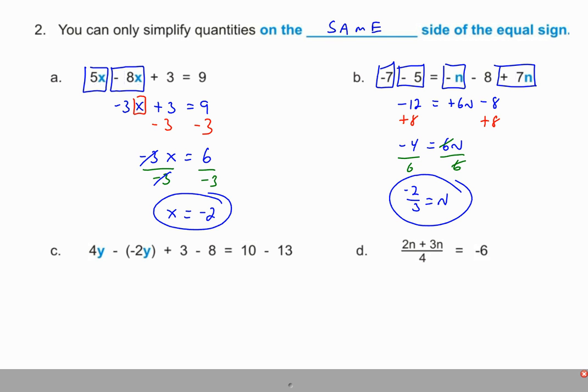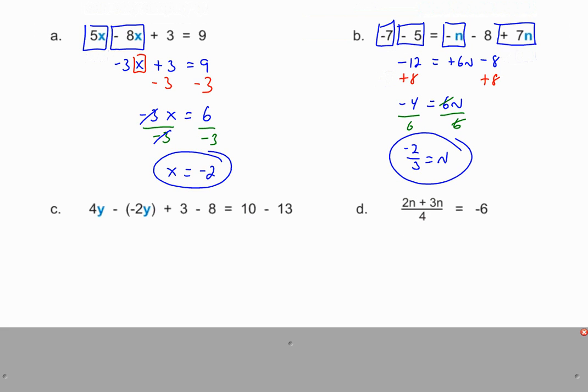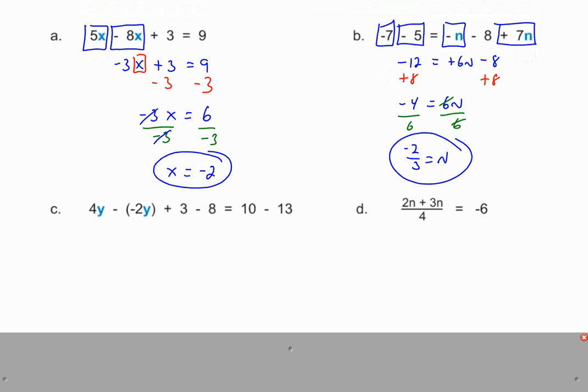All right, so I got two more examples here. Two more examples. All right, so again, C, my advice is why don't you pause the video and go ahead and try C and then turn it back on.